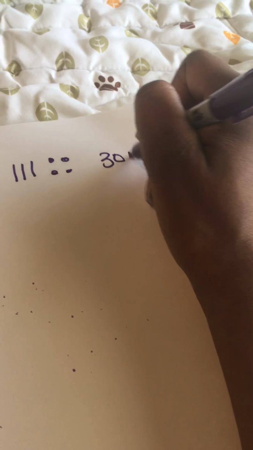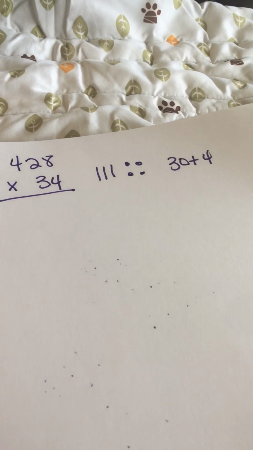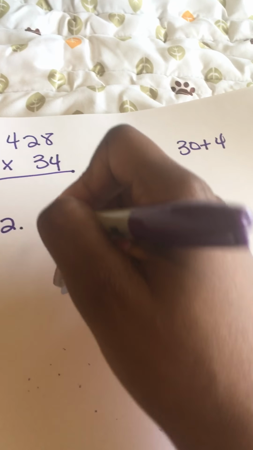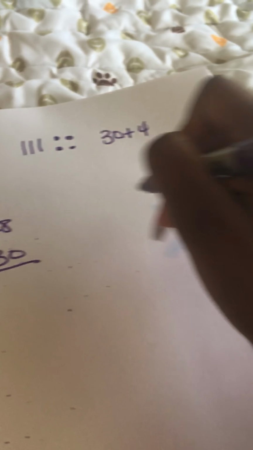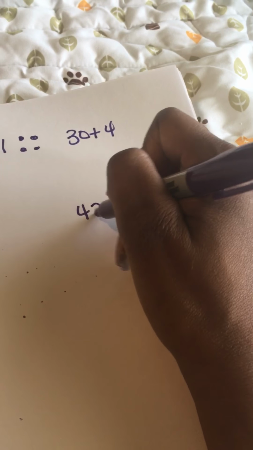So let's stick with 428 because for some reason I don't want to think of another number. Okay, so 34. Again, it's composed of 3 10s, 4 1s. So that's 30 plus 4, right? A kid's going to create two problems, which is going to be 428 times 30 and 428 times 4.